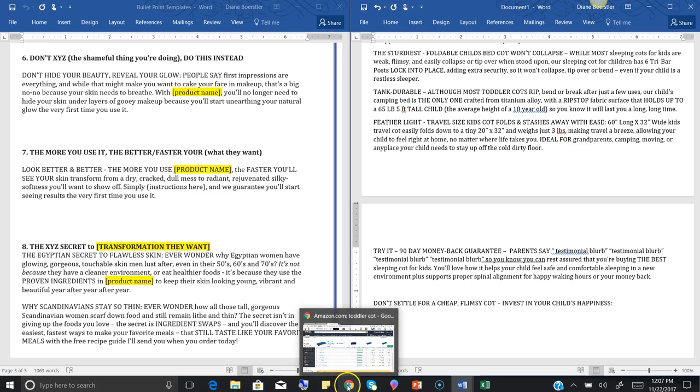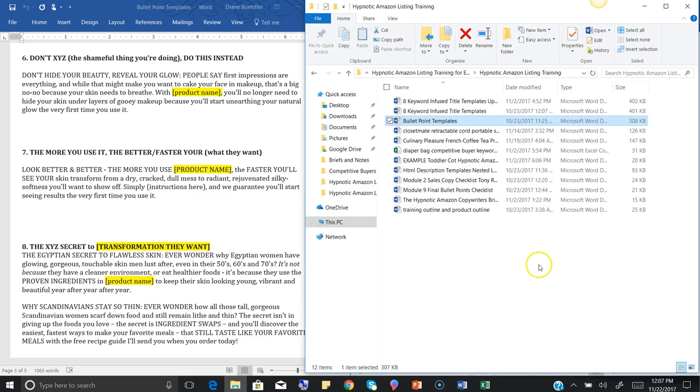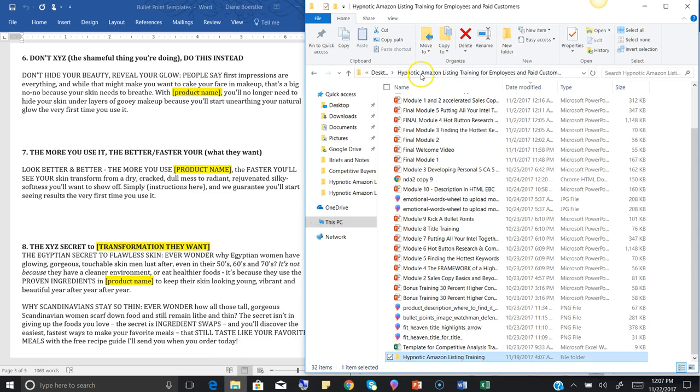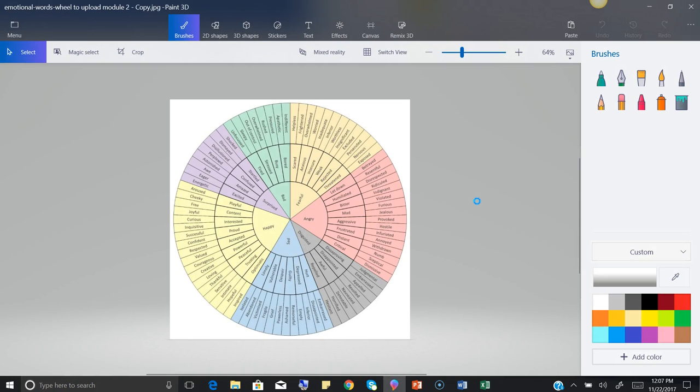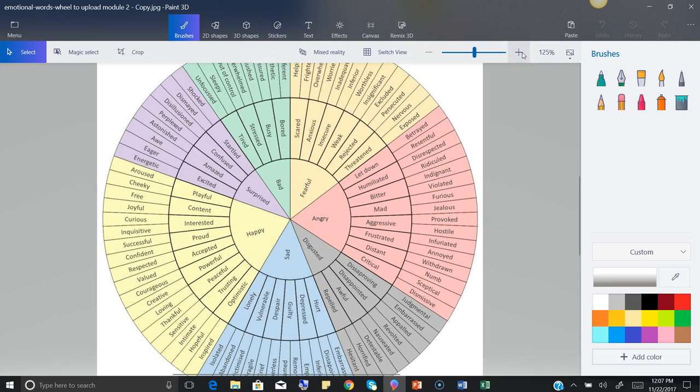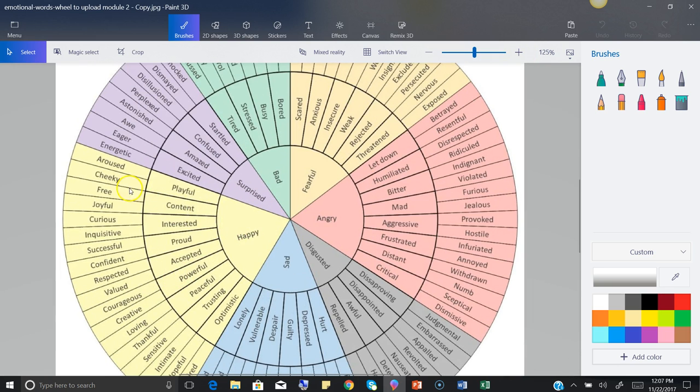Now let's talk about that for a minute. Happiness is kind of a bland word. What are we going to do with bland words? What do we do? You already know. I can hear you saying it. Emotional words wheel. Okay, so go to our emotional words wheel, and we're looking for surprised, happy, aroused, cheeky, free, joyful. Joyful's a good one.